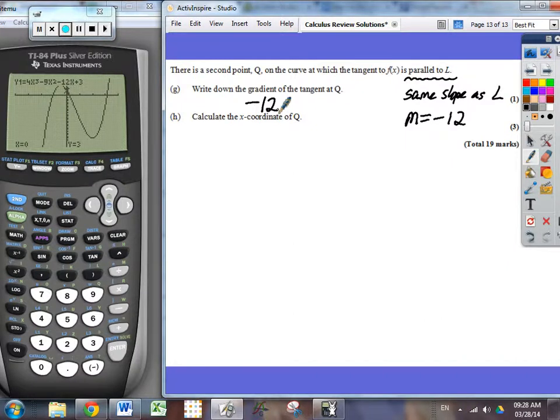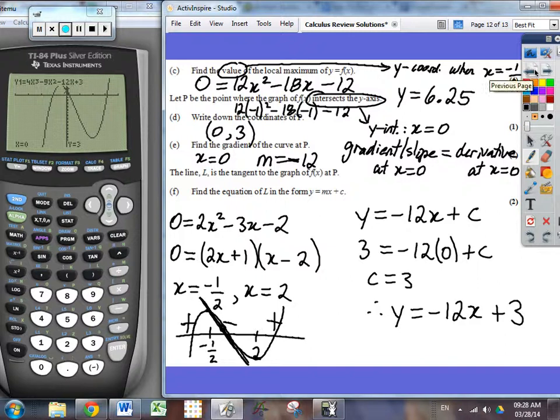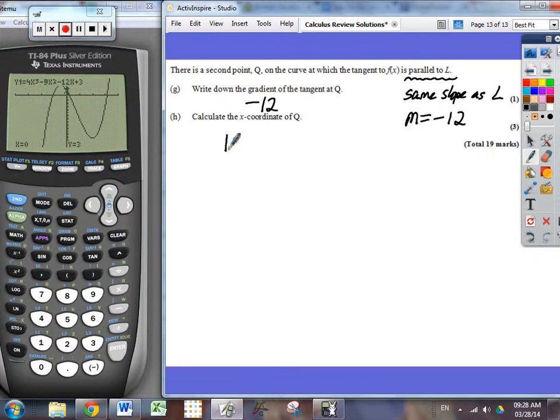Part H, we need to calculate the x-coordinate of Q. So you remember that our derivative, just go back to our derivative for a moment, 12x squared minus 18x minus 12. That's our derivative. And we're interested in finding out, where is this derivative, this gradient expression? I know that the value of the slope is equal to negative 12. Right, so because I know the gradient, let's substitute the gradient in for f prime of x. And now I'll find out what are the values of x at which the gradient is equal to negative 12.